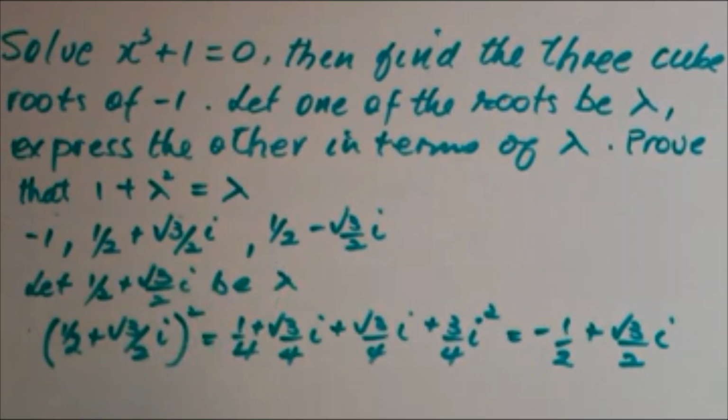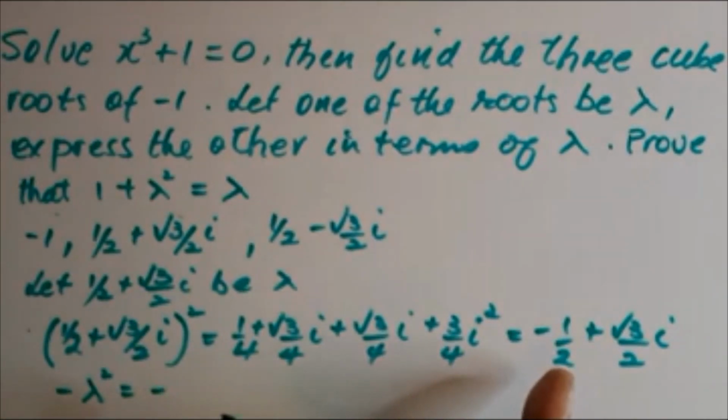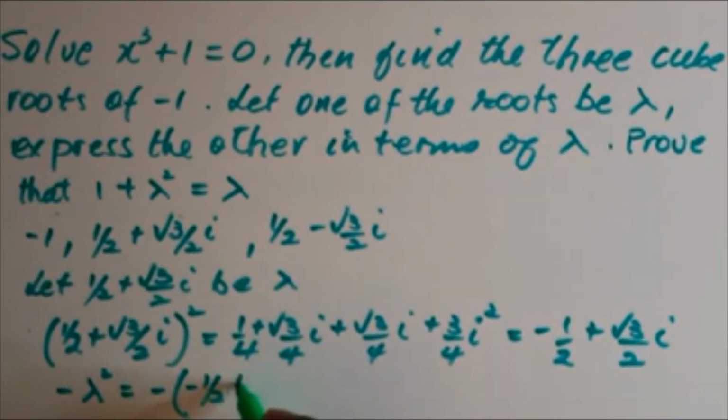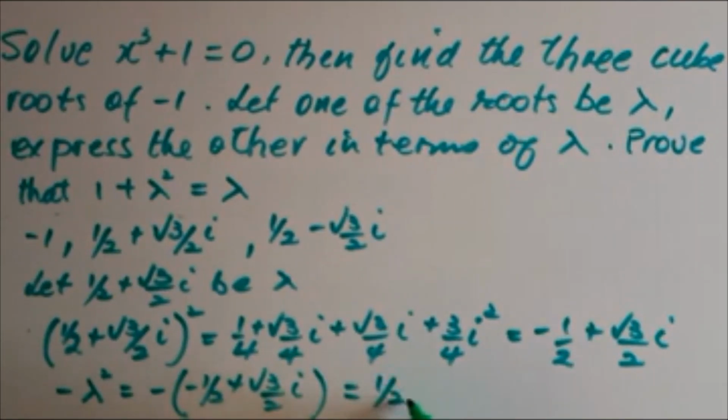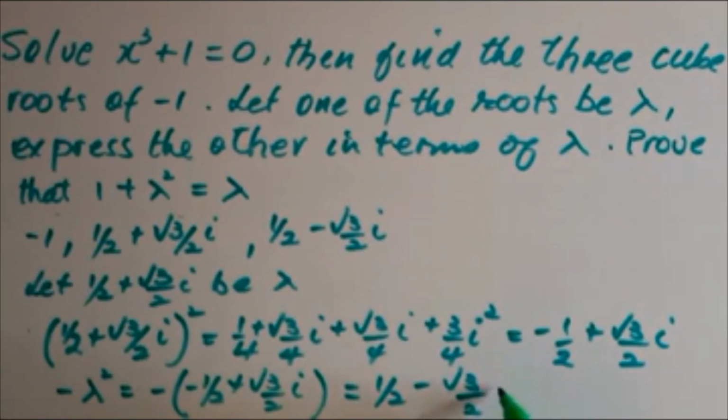So if we have that lambda squared, we know that lambda squared is negative a half add root 3 over 2i. So if we look at what minus lambda squared is, that would be minus what we have here, minus a half add root 3 over 2i. This will give us a half minus root 3 over 2i.